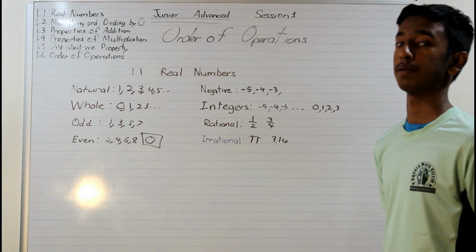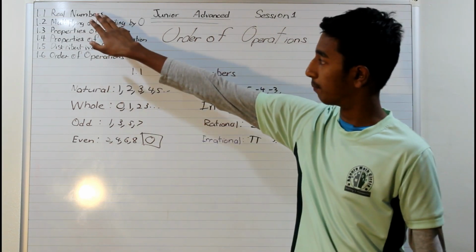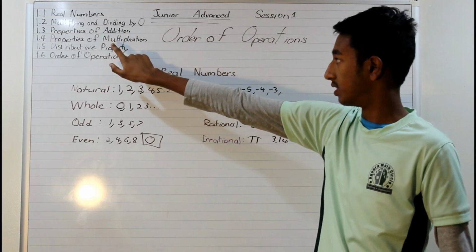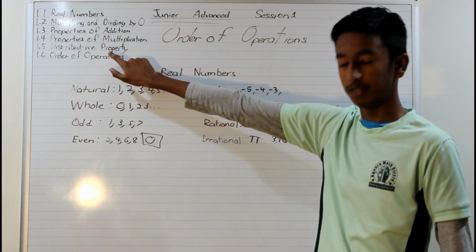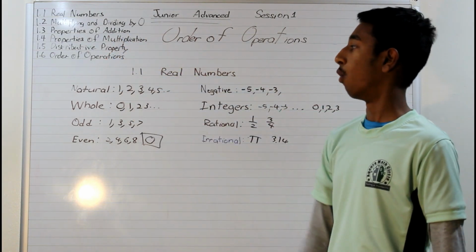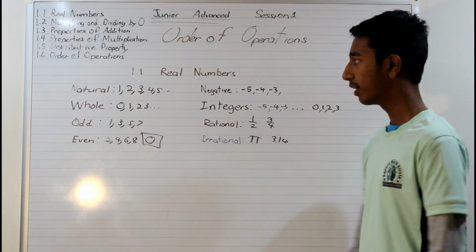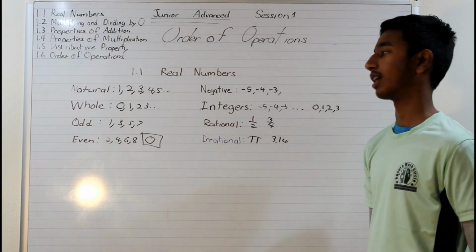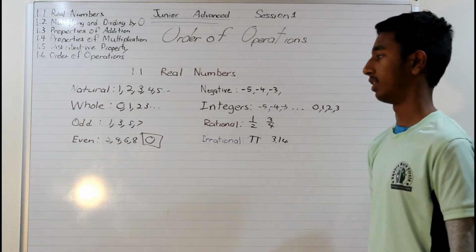There are 6 major topics that we'll be covering today: real numbers, multiplying and dividing by 0, properties of addition, properties of multiplication, distributive property, and order of operations. Now, 1.1, real numbers. There are 8 major kinds of numbers that you will need to know in this class.